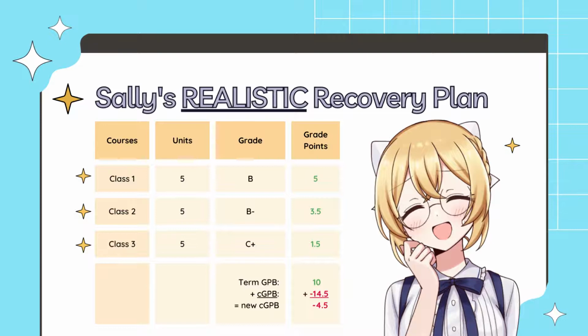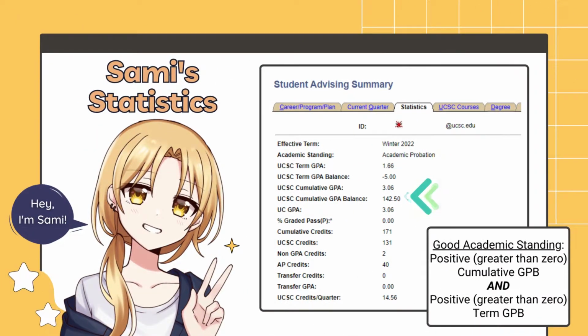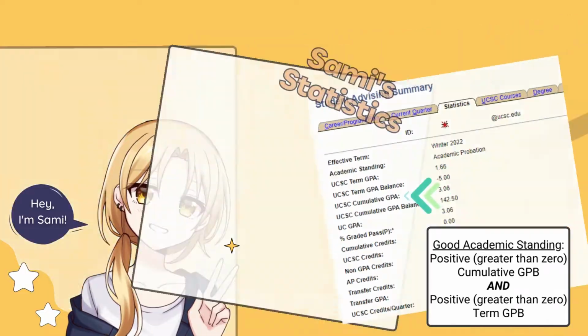Sally thanks us for the help and asks us if we could also help her friend Sammy Slug. We've got the time, so let's go ahead. Sammy is also trying to get back into good standing, and so we're going to look at their portal as well. In their statistics page, it looks like Sammy's cumulative GPB is a positive 142.5. Since it's already a positive number, all they need to do to get back into good standing is to pass all their classes this quarter, with C's or better. No math needed here, no calculations using our chart. Each passing grade will just grow Sammy's GPB more and more.